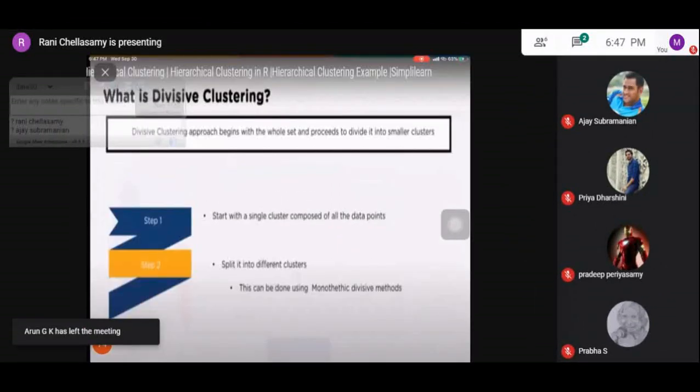Next, coming to the divisive clustering approach, it begins with the whole set of data points and proceeds to divide them into smaller clusters. It starts with a single cluster composed of all the data points, and in the second step we divide all the data points into different clusters. This can be done using the monothetic divisive method. So what is the monothetic divisive method?